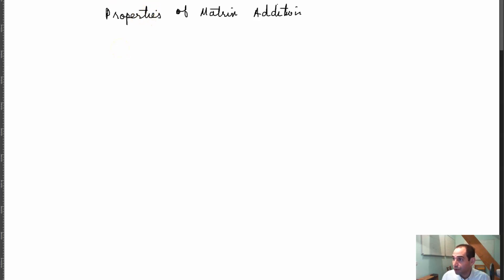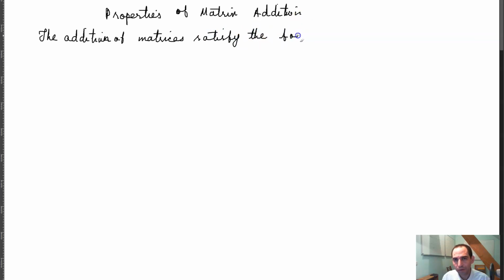So first of all, the addition of matrices satisfies the following properties. First of all, there is the commutative law.